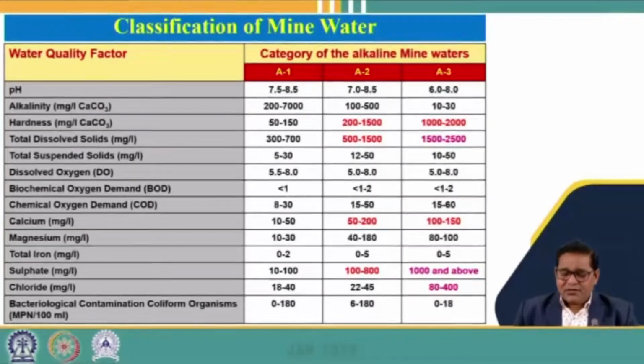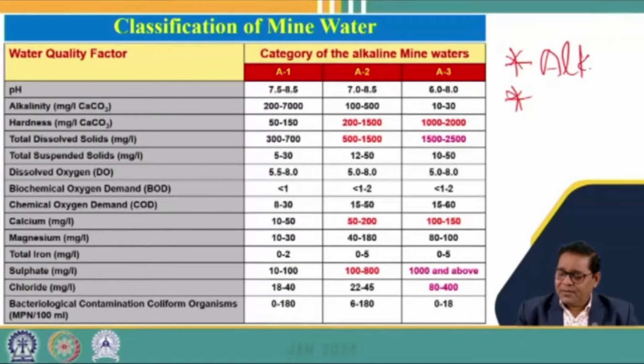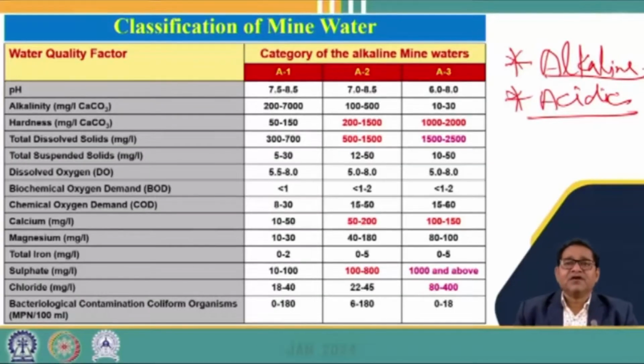So as I told, this mine water basically generates two types of wastewater, that is an alkaline stream, that is alkaline mine water, and then there is an acidic stream, that is acid mine drainage. So both types of these streams are generated.